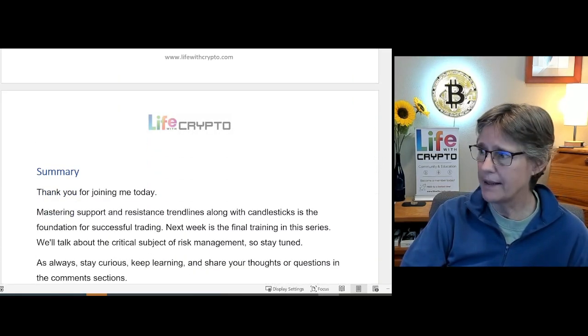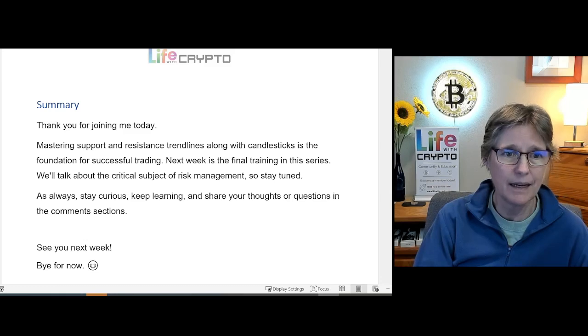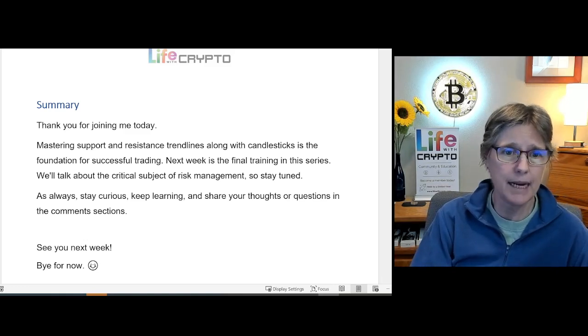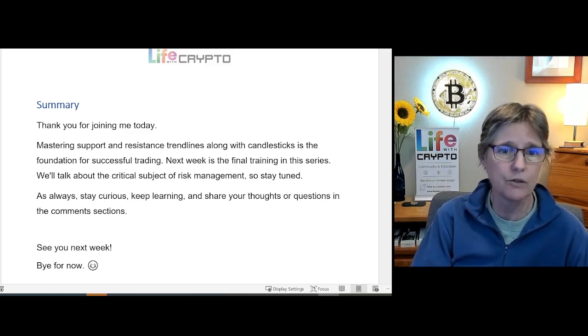So I hope that helped all of you or any of you today. That's all I have to talk about for support and resistance lines. It's very important. Mastering support and resistance trend lines along with candlesticks is the foundation for successful trading. You'll need to learn some other stuff, but this is the place where you need to start.